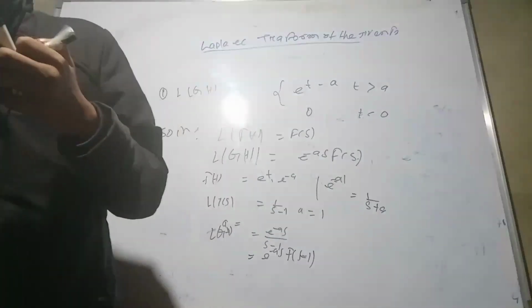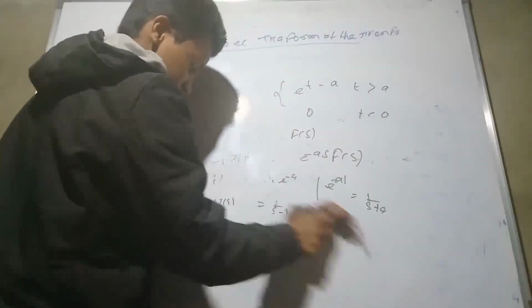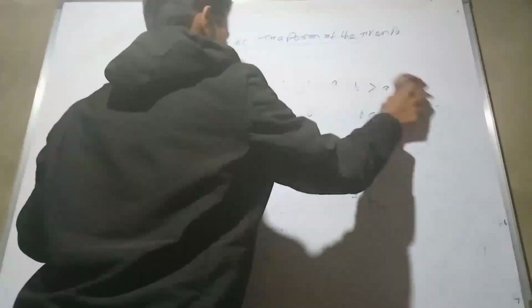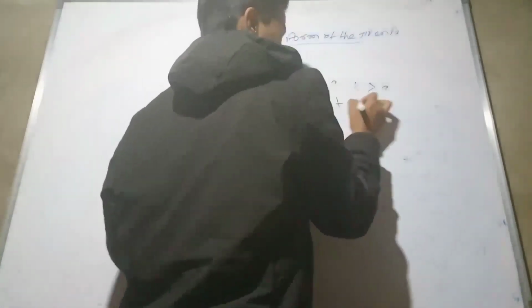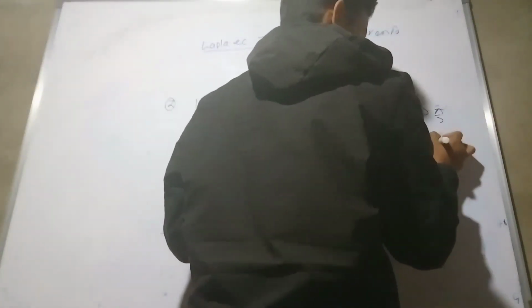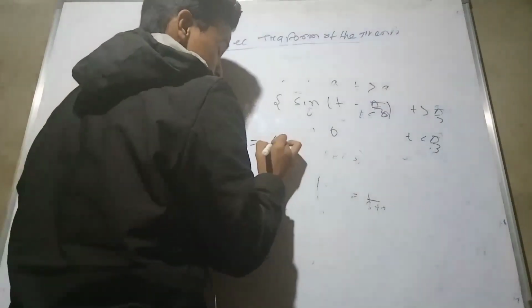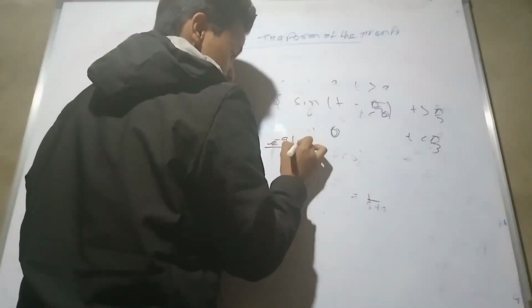Now we are moving to the next question. Find the Laplace transform of g(t) equal to sin(t plus pi by 3) where t is greater than pi by 3, and 0 for t less than pi by 3. So the Laplace transform of g(t), we can use e^(-as) times F(s).